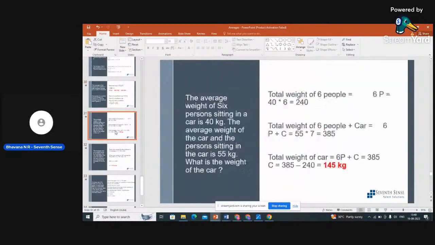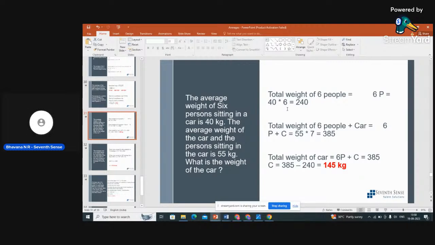So next. The average weight of the 6 persons sitting in a car is 40 kg. So the average weight of the 6 persons is 40 kg, so the sum is 40 into 6. Why do we multiply by 6? We know the average, and to get the sum value we multiply by 6. So the weight of the 6 people is 240 kg.